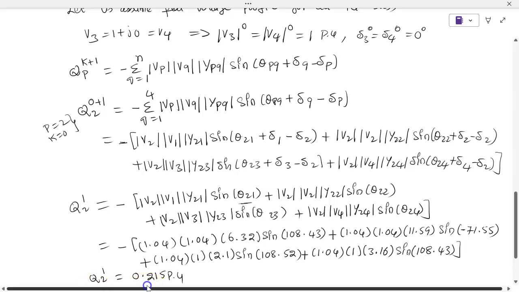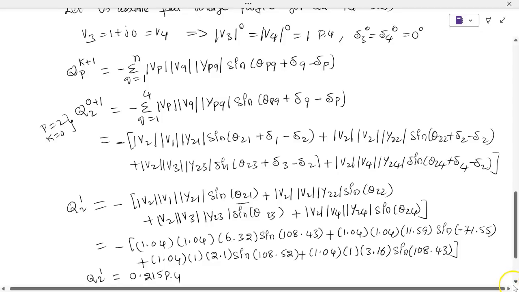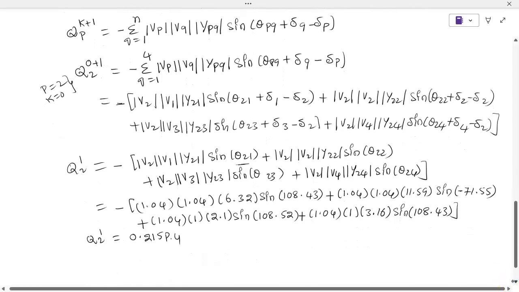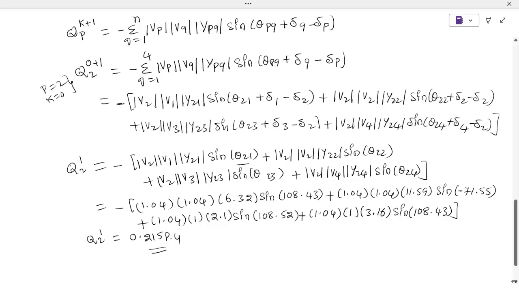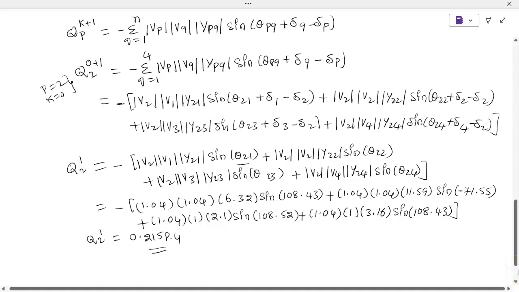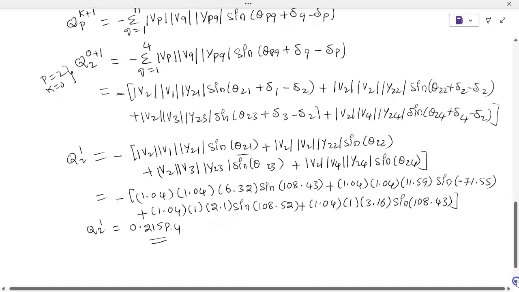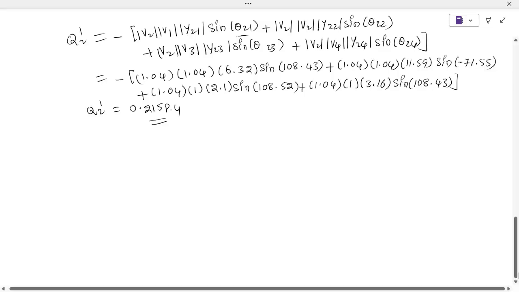This is the Q1 value they have given. Now we have calculated the Q1 value from the data. Okay, is it clear as of now how to calculate this Q value for bus 2 at the end of the first iteration? Okay. Now here they have given two conditions.